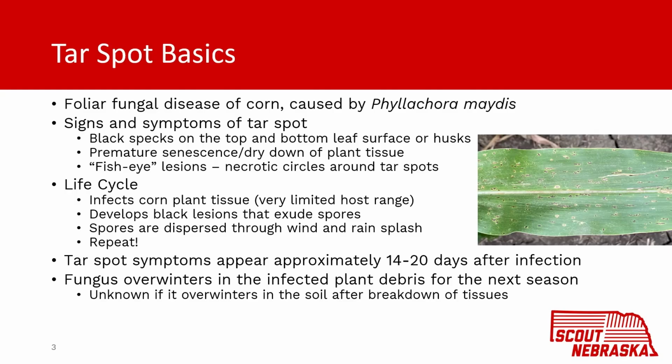Once those lesions mature, they'll produce spores, and those spores get dispersed through wind and rain splash. And then this cycle repeats. This is a polycyclic disease. The more cycles we get in a season, the more disease there will be, and that is really dependent on the weather conditions and the environment of that pathogen in that field.